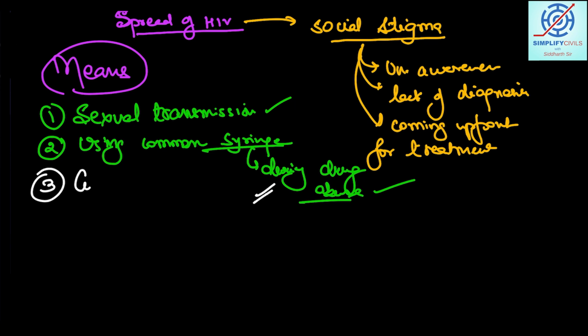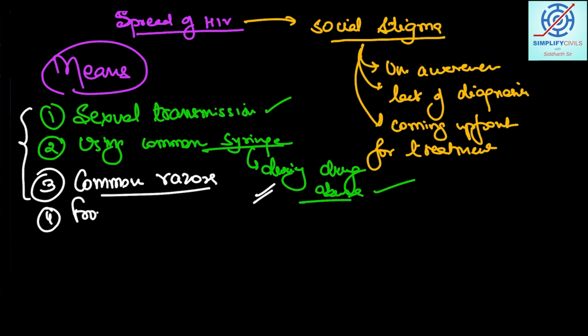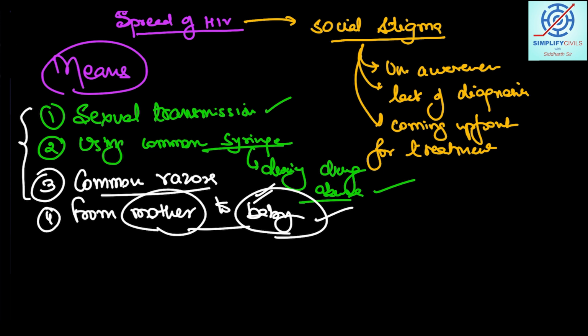Then common razors. If there is a cut and the stain of blood is of an infected person, and the same common razor is used by another person, he or she may get infected. So these are the basic ways, and even from mother to fetus or to baby, the spread of the disease can happen. Yes, if a mother is infected, the baby can also be infected.